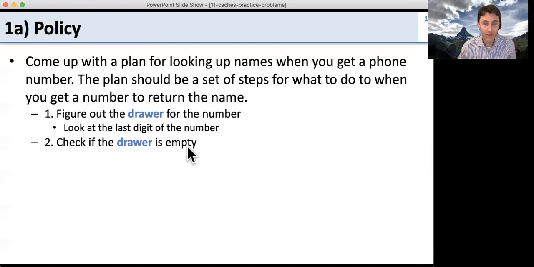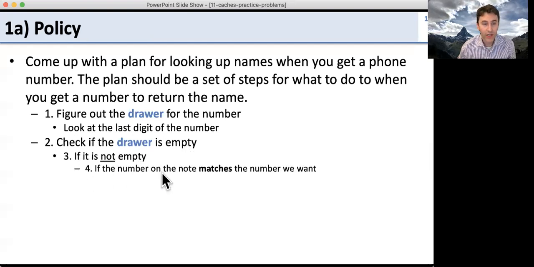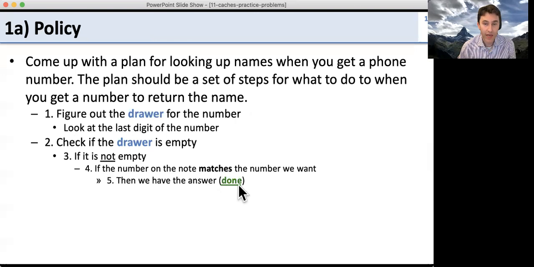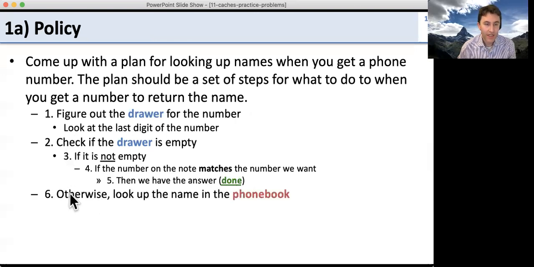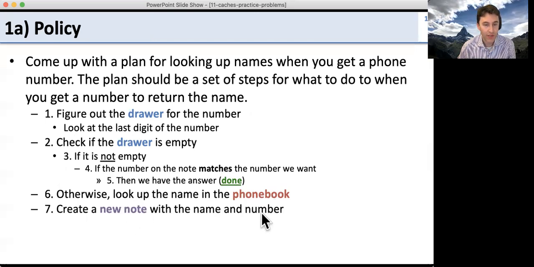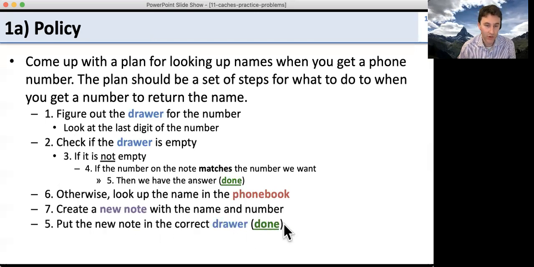So we check if the drawer is empty. If the drawer is not empty, that means there's a note in it. Then we check the note and see if the number on the note matches the number we have. If it does, that's great. That means we have the answer, the name is written on the note, and we can go ahead and use that. If it doesn't match, or if the drawer is empty, then we go to the phone book, look it up, make a new note with the name and number, and put it in the correct drawer.